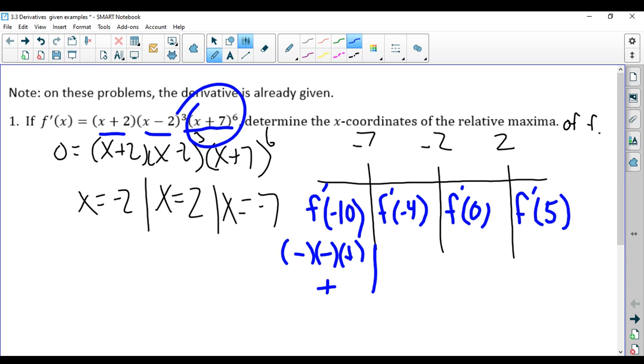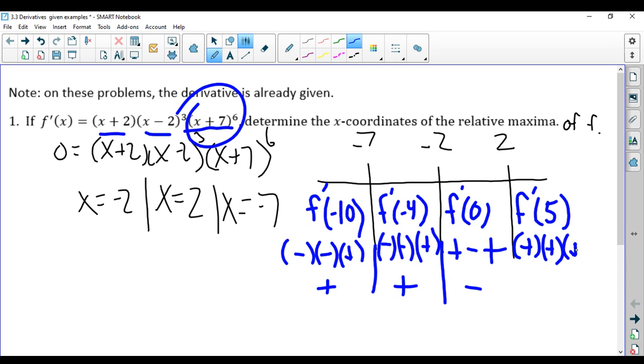And then you just continue with all the other numbers. So -4 minus 2 is negative. Cubed is still negative. And then as we talked about, that last factor is always positive. So now here we have a positive times a positive, which is positive. When you plug in 0, you'll have a positive times a negative times a positive, which is negative. And when you plug in 5, you'll get a positive times a positive times a positive, which is obviously positive.